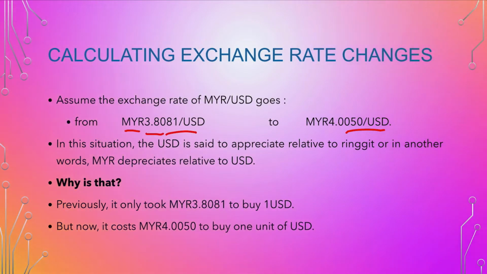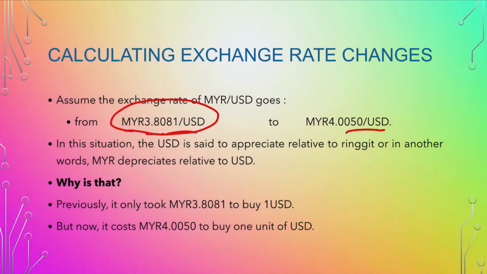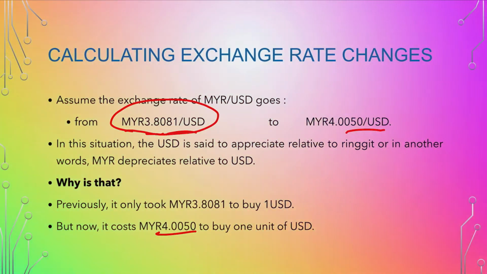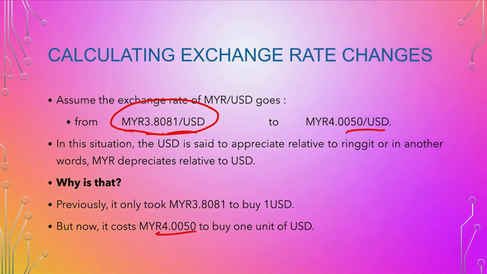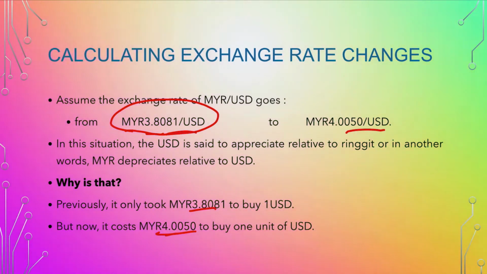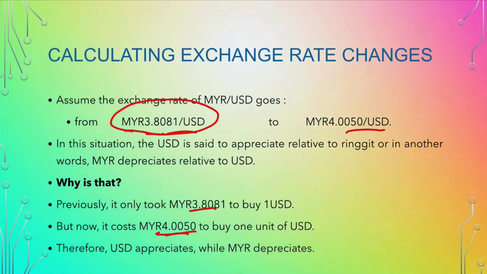Let's look at this. Previously, it only took RM3.80 to buy 1 US dollar, and now it costs 4 ringgit to buy 1 US dollar. So the Malaysian ringgit depreciates from 3.8 to 4.0. The US dollar becomes more expensive. USD appreciates while the Malaysian ringgit depreciates.